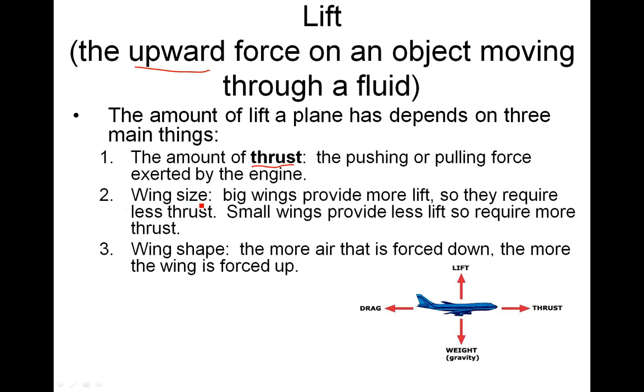Wing size. The bigger wings are going to provide more lift, because they're going to have more air being pushed down, so more Newton's third law upward. The wing shape. The more curved it is, the more air goes down, Newton's third law, the more it goes up. So lift is the upward force, for these three main reasons. Thrust is the forward force, caused by the engines.